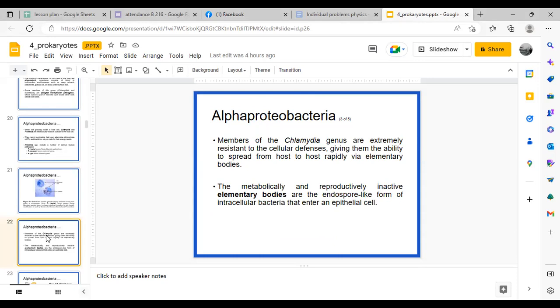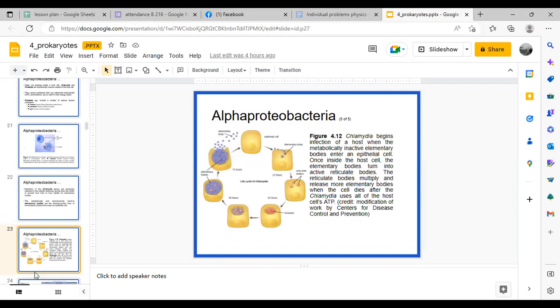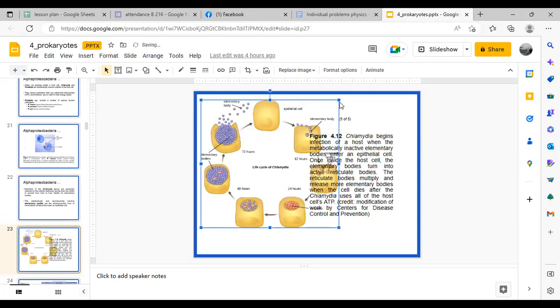So here in chlamydia, you have an inactive form called the elementary bodies. So like they're endospores. Okay. Endospore-like, they are not exactly endospores, but because of their behavior, they act like endospores. So let's look at the life cycle of chlamydia. Okay, let's increase the size of this.